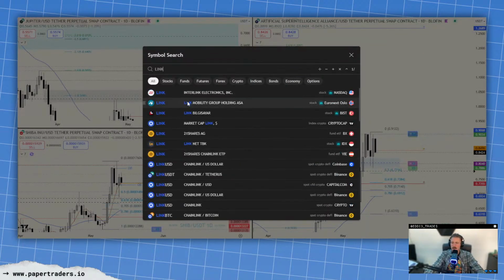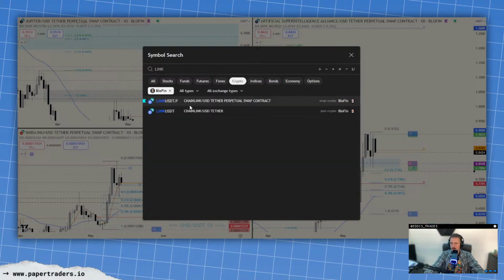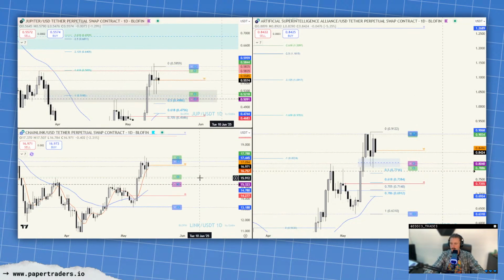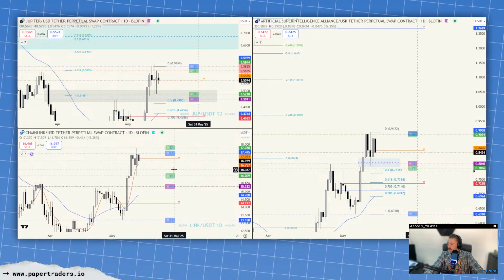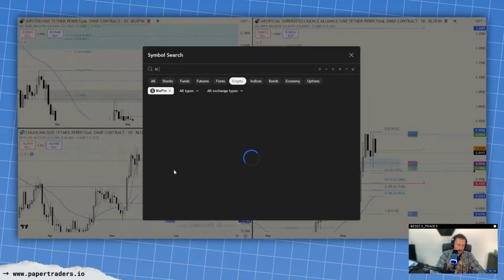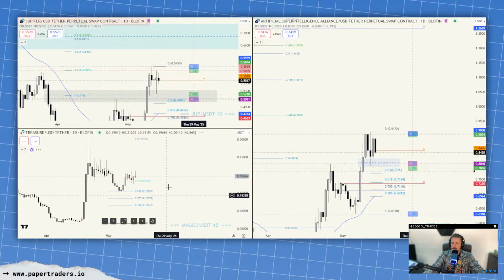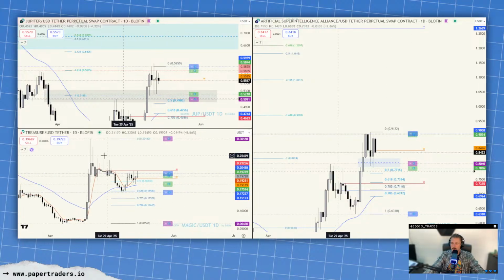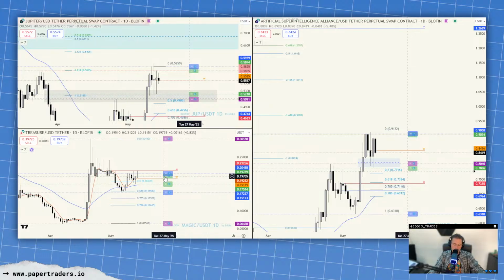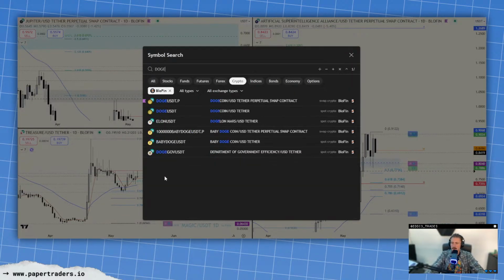Let's check out Link. Link coming into that. Magic. Well, it does not want to get above that monthly, but we want to see above that monthly in order for us to continue up.